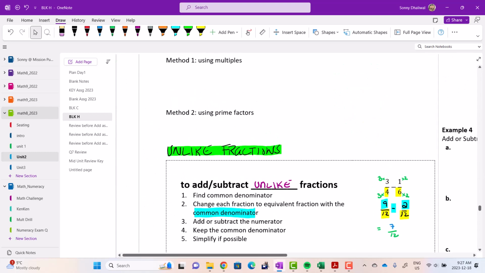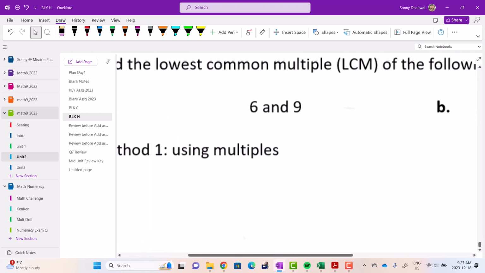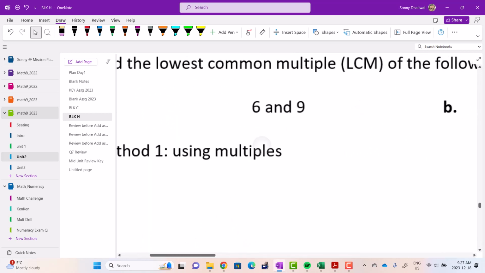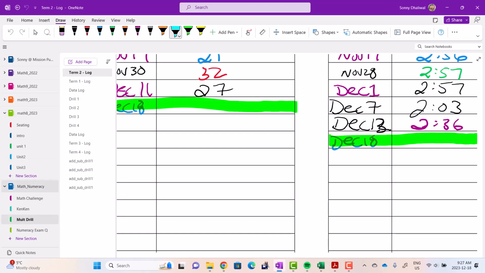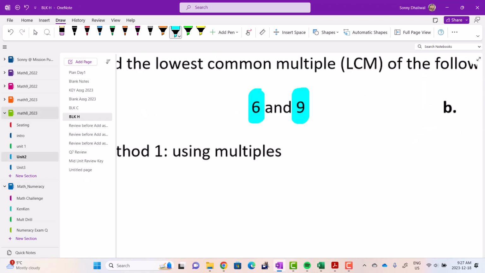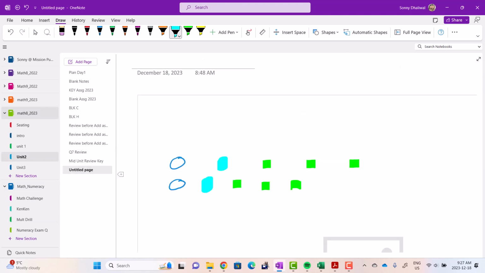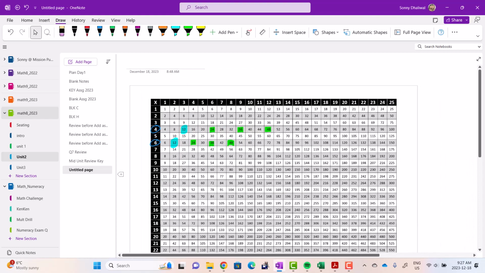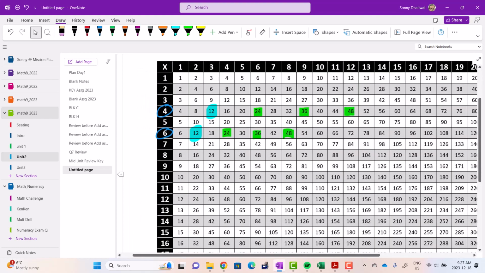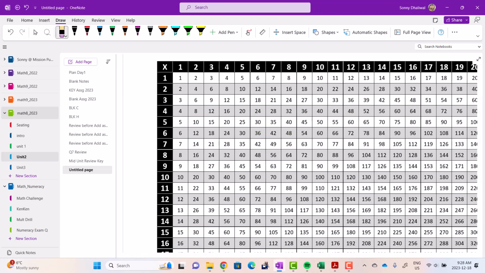Before I get you guys to do this fraction thing, let's suppose that 6 and 9 are our denominators. Use your multiplication chart to tell me, oops, not there, over here. What would the common denominator be if we were using 6 and 9? 18. Thank you. 24. We have 6 and 9.